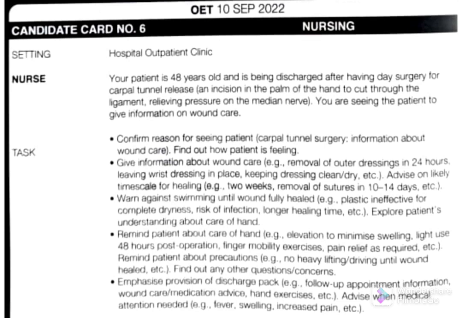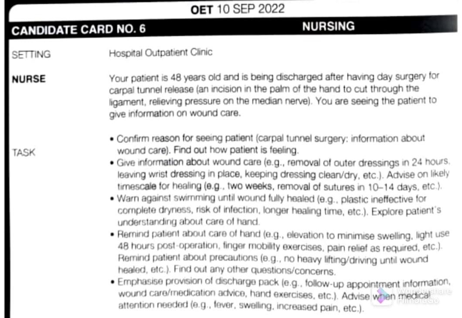In your system you already have the patient's details from the doctor because he has already finished the surgery. All details regarding the surgery, the discharge plan and the instructions will be displayed in the hospital system with you. Why I told you to assume this scenario is because of the first task: confirm the reason for seeing the patient, that means carpal tunnel surgery, information about wound care, and find out how the patient is feeling. So the term confirm, if it is there, how can you ask the question?